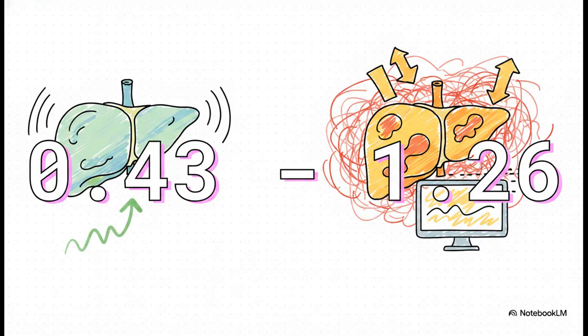To anchor this concept in your daily practice, you need to know the baseline. In normal, healthy biologic tissue with no fat infiltration, the expected range for the attenuation coefficient in the liver is roughly 0.43 to 1.26. When a patient's numbers start climbing above those thresholds, you have hard, objective evidence of steatosis, way before the liver simply looks bright on a conventional monitor.